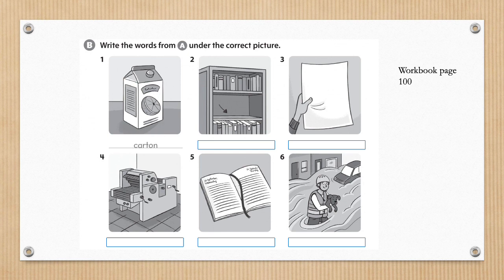Next, once you have finished activity A, we will move on to activity B. This is writing the words from activity A underneath the correct picture. You can see this is a carton. That is why they have written carton underneath. You need to take the words from activity A and please complete number 2, 3, 4, 5, and 6.